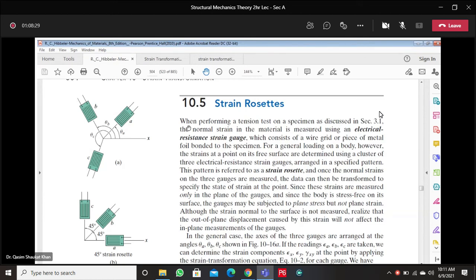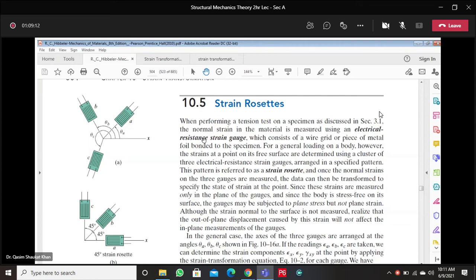So, strain rosette. When performing a tension test on a specimen, the normal strain in the material is measured using electrical resistance strain gauges. There are different types of strain gauges nowadays, but the most common, most accurate and easy to use is the electrical resistance strain gauge, whose working principle is the Wheatstone bridge.